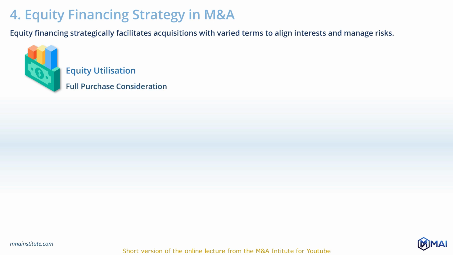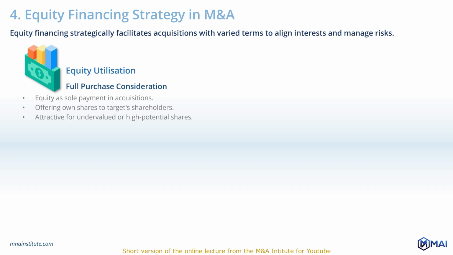Full purchase consideration. Acquirers can use equity as the sole form of payment in an acquisition, offering shares of their own company to the target shareholders. This approach is particularly attractive when the acquirer's shares are perceived to be undervalued or have high growth potential.